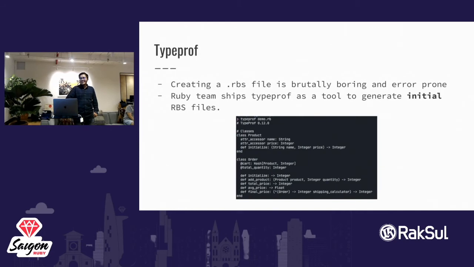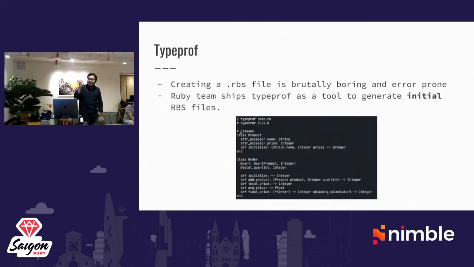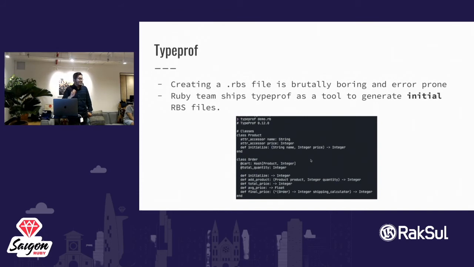Luckily for us, oh wait, I forgot to talk about it. Okay, let's go back. Because the RBS files are really hard to implement and hard to write manually, the Ruby team created a utility called Typeprof, and this one will generate the RBS file for you automatically. But how? It uses something like a struct interceptor, but I will not go into the detail.